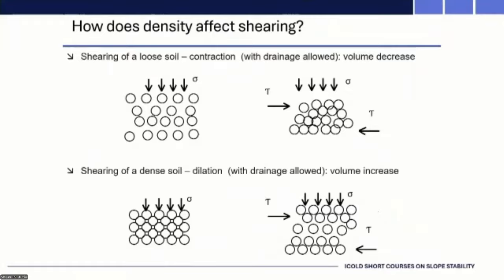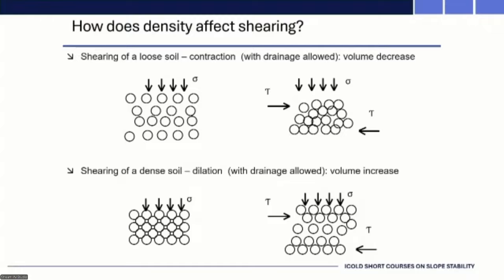But remember, it's a three-dimensional structure, so perhaps they're in contact out of plane. But you've got really loose material. It's under some confining stress. When you start shearing it, the top right sketch pertains, particles become closer together. The volume tendency is to decrease. Okay? That's contractive behavior.